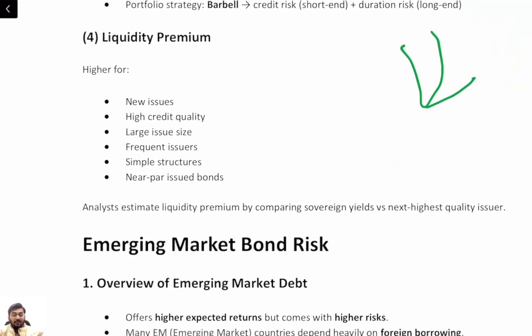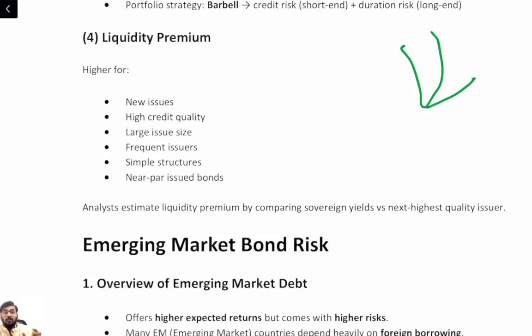Now finally coming to the liquidity premium. Okay, liquidity premium means higher liquidity means easy to buy and sell, low liquidity means hard to buy and sell. So liquidity premium is basically the extra return which investors require for holding a bond that is not very liquid. So for them it's very hard to sell. Then what will they do? They will put some extra liquidity premium.